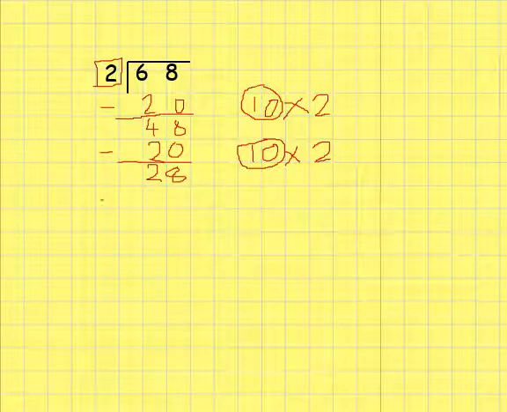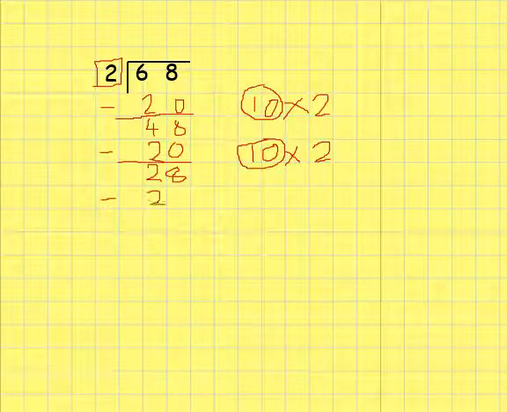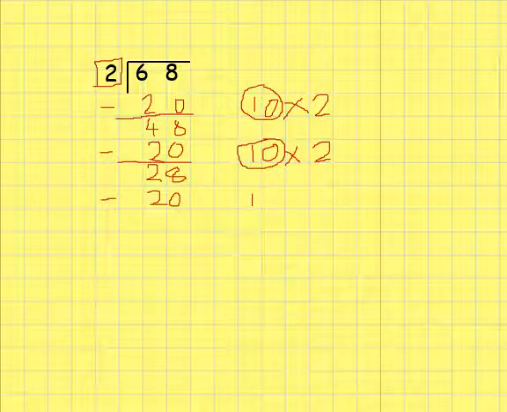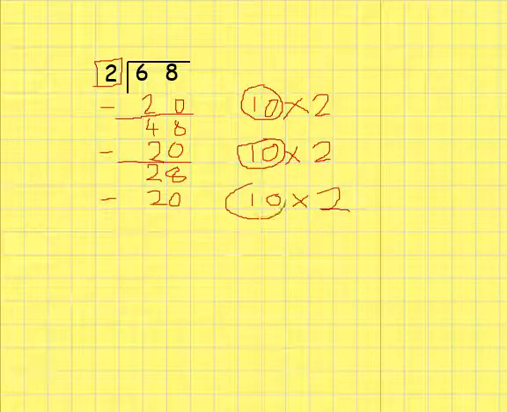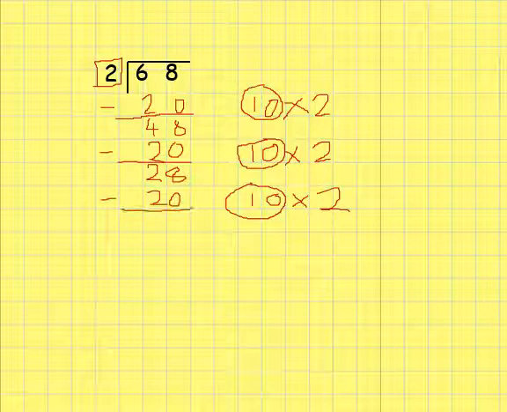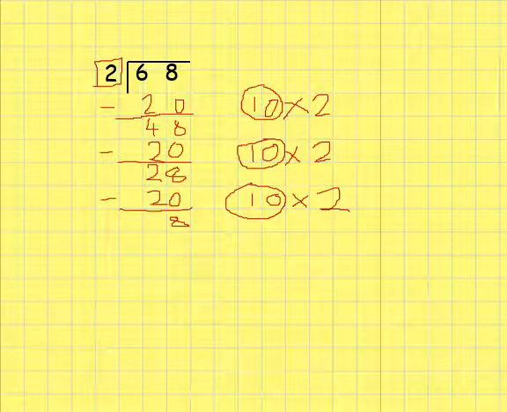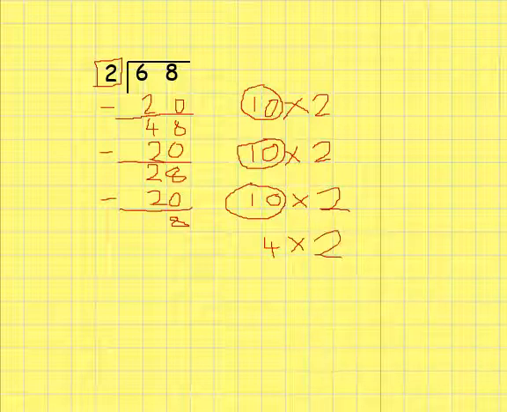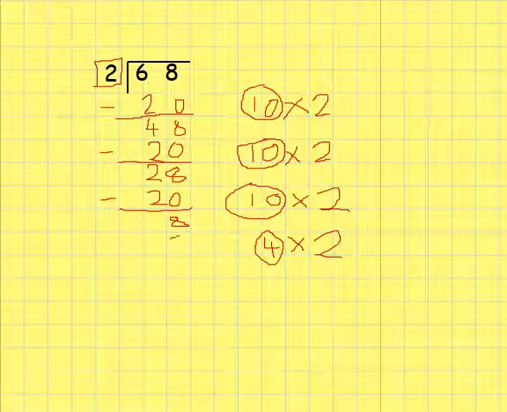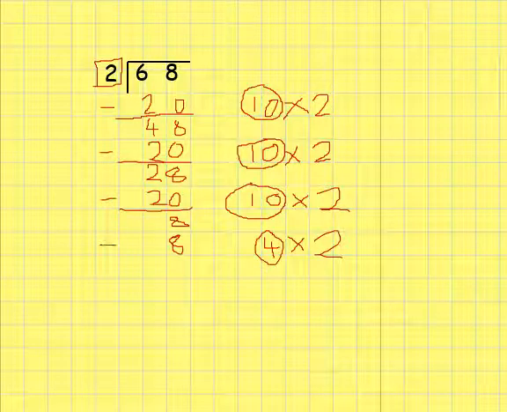So in actual fact, I can repeat that again, and I can take another 20 off, which is going to leave me with another 10 lot of 2. And that is going to leave me with an answer of 8. Here, if I think about how many 2's there are in 8, I think the answer is 4. So 4 times 2 equals 8. So once I've done that, I can then take this 8 off, and then I finally got to my 0 when I take that number away.